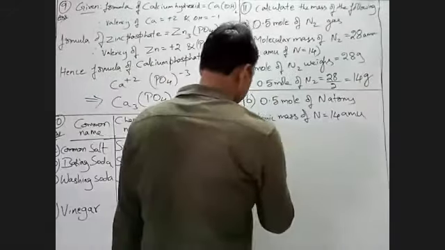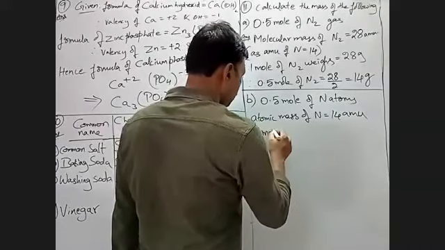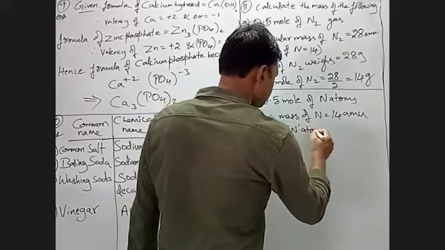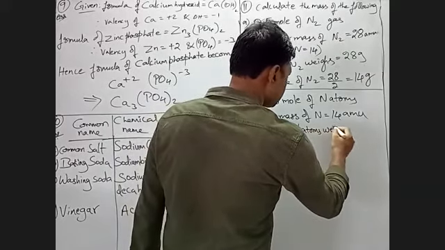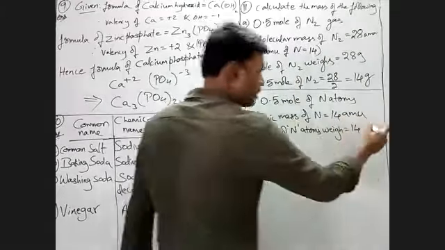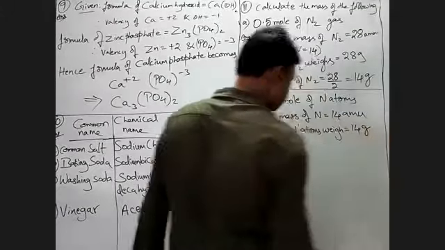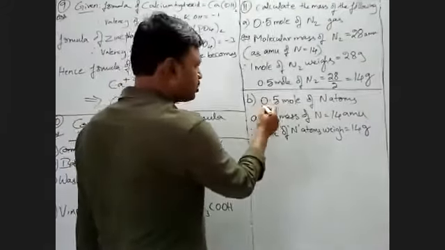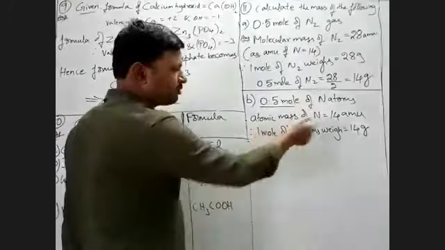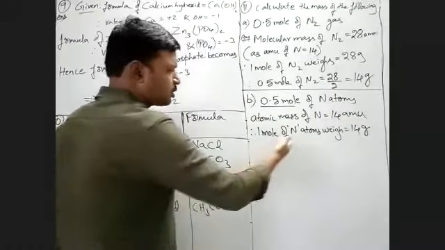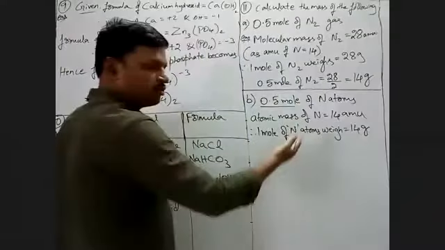Therefore, 1 mole of nitrogen atom weighs how much? It is equal to this AU converted to gram. 14 gram. Is it clear, students? Are you able to understand? We need 0.5 mole, so before that, we calculate 1 mole first for easy understanding. So 1 mole is weighing 14 gram.